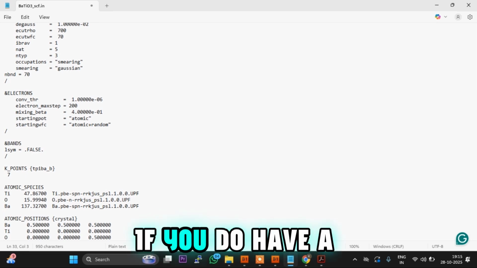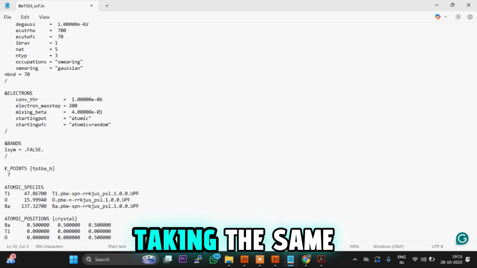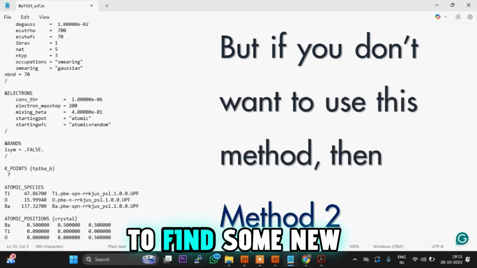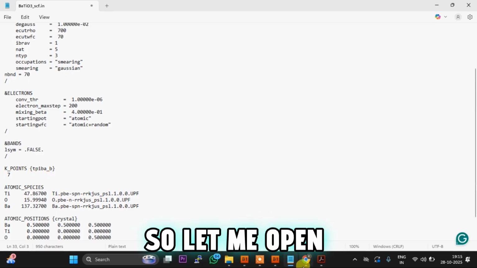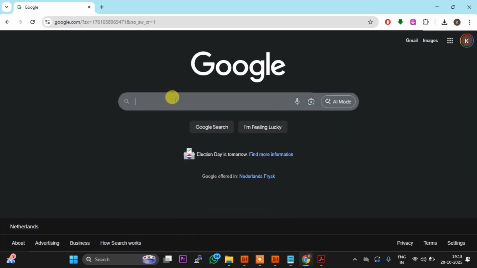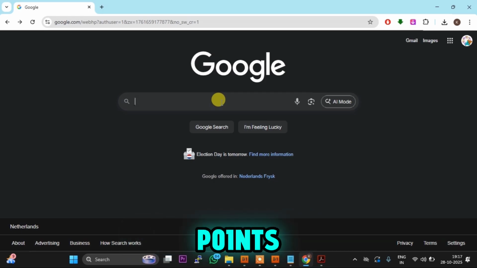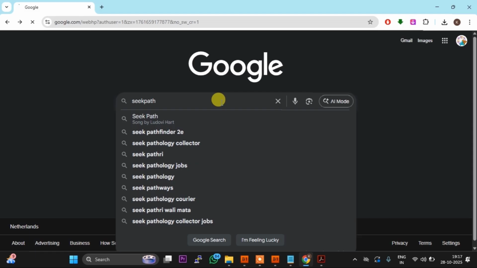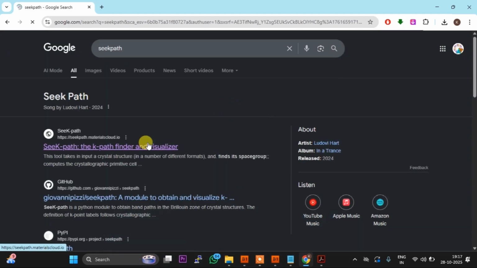Another thing: if you have a whole new material, or you are not taking the same band structure that has been calculated before, but you are trying to find something new, then what should you do? Let me open Google Chrome here. A very useful website for choosing K points is CKpath. Just search for it in Google and see that's the website we are trying to find.